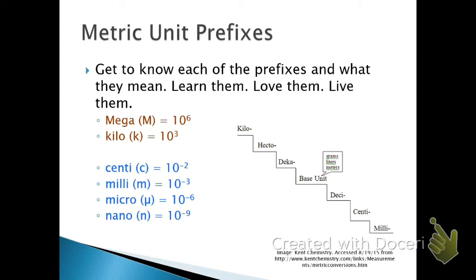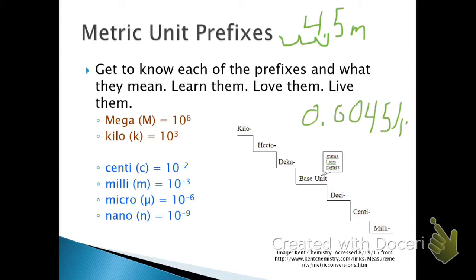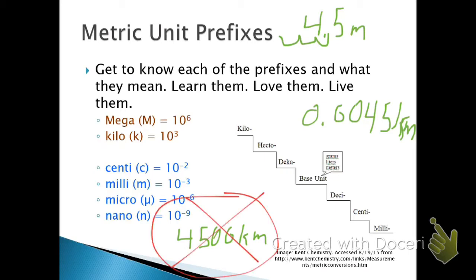Now this is really important. Let's say you're looking up 4.5 meters, and you want to convert it to kilometers. Well, I'll move 3 spaces to the left, throw in some extra zeros, and I get 0.0045 kilometers. And that seems pretty reasonable. If I do that in the wrong direction, and I give an answer of 4,500 kilometers, which is not correct, then I'm going to be way, way, way off on any of my future measurements that involve that.